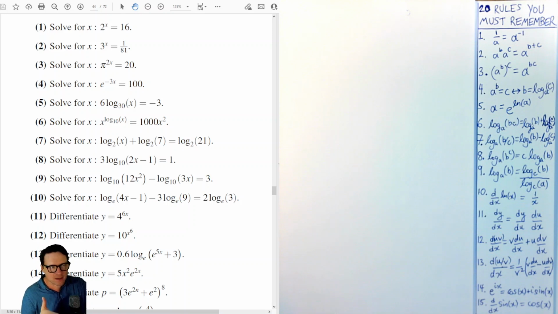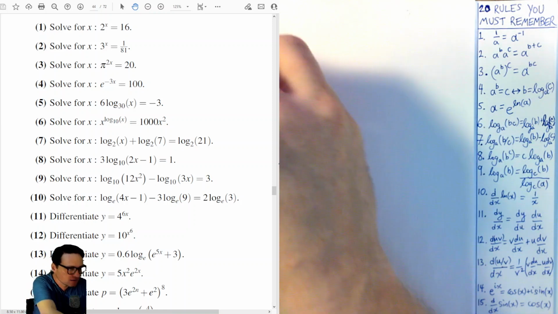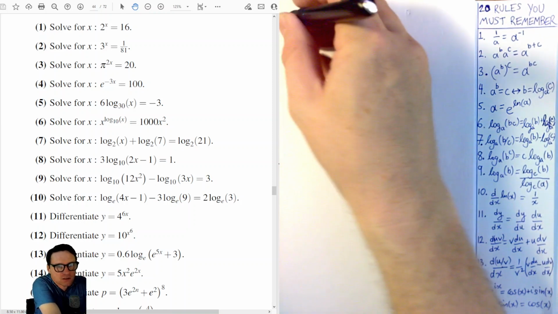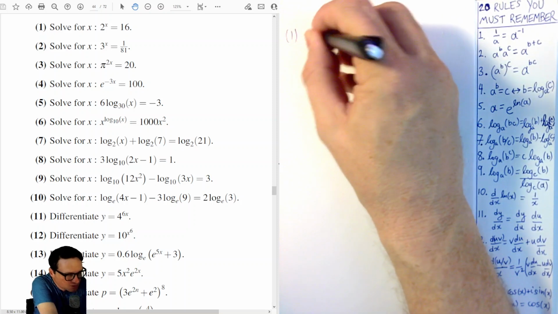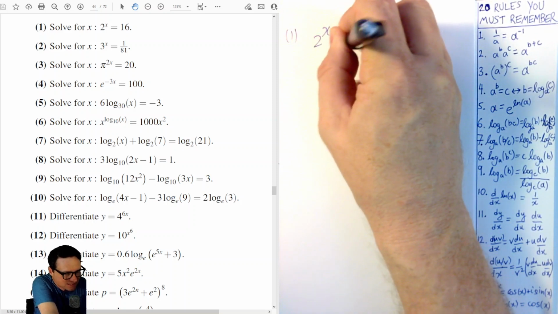All right, so let's get started on the problem set here. I'll begin with question 1, and along the way we'll refer to these rules. In question 1, we're asked to solve for x. Solve 2 to the power of x is 16.